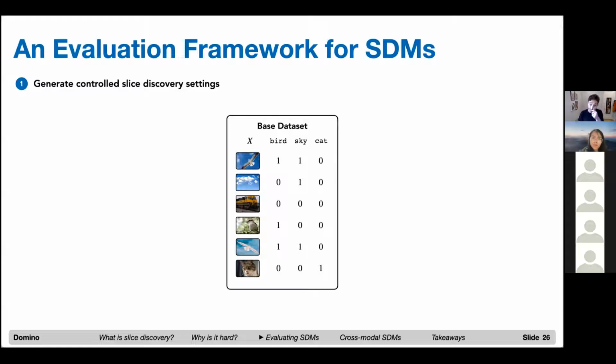So how do we generate these controlled slice discovery settings? We begin with a base data set, something like ImageNet would work great here, basically any data set that contains some labeled metadata attributes. These metadata attributes are going to be really important for creating the slice discovery setting. In this toy example right here, we have a data set labeled with 3 binary attributes: whether or not there's the presence of a bird, the presence of sky, and the presence of cats. Cool.